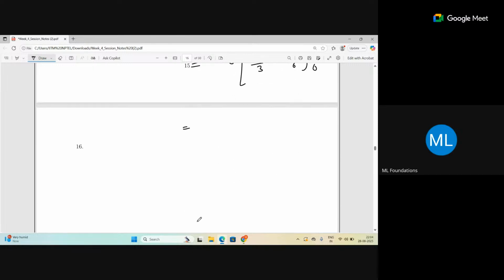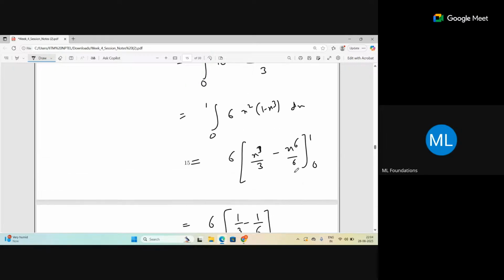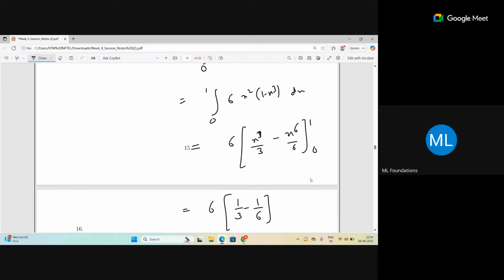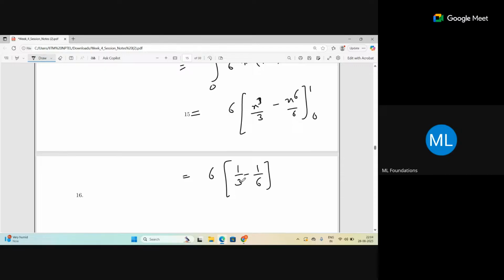Then this will be 6 into 1 by 3 minus 1 by 6. Is that okay? So this is 6 into 1 by 6, that is equal to 1. So this is a valid PDF.